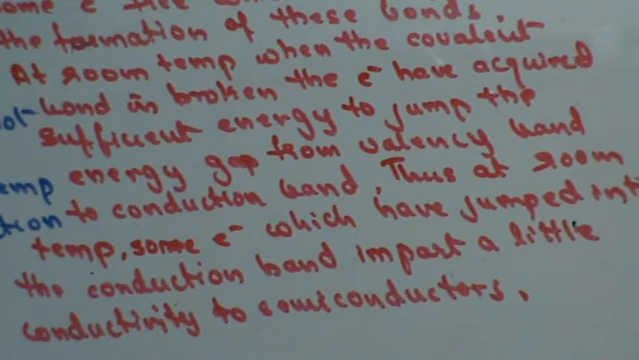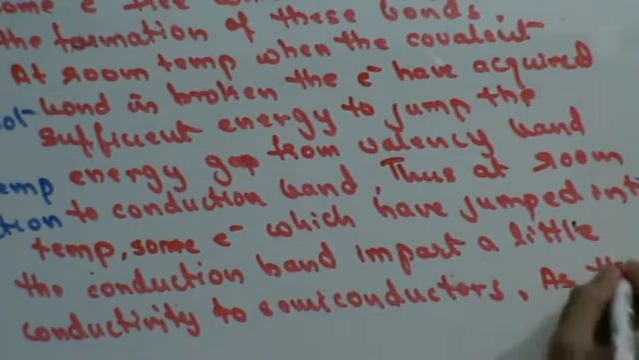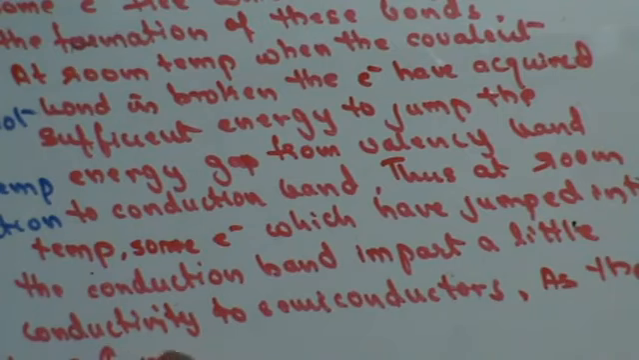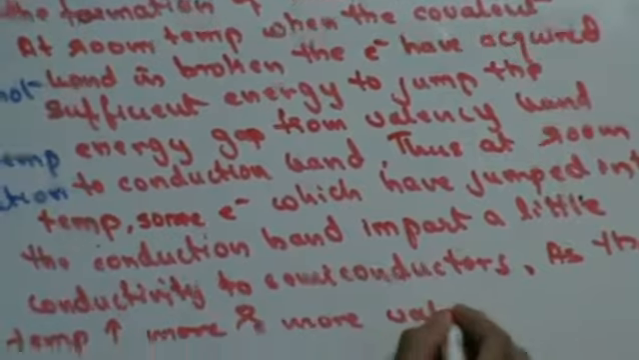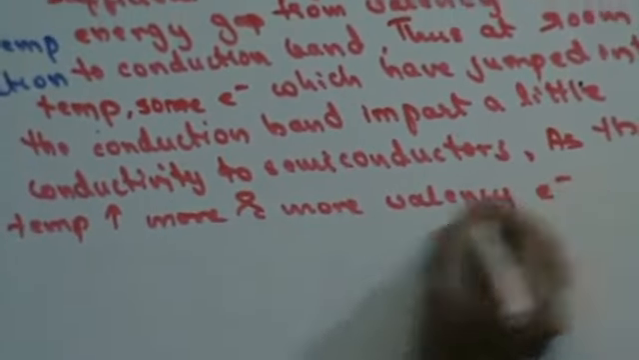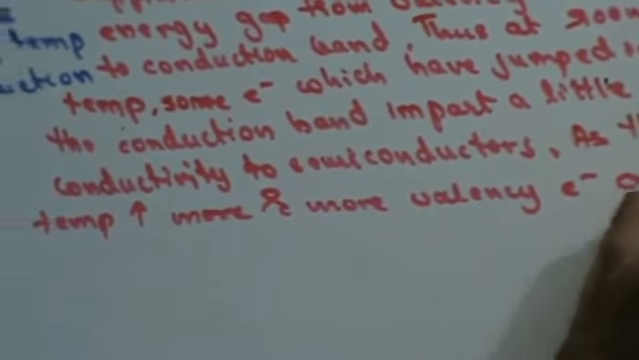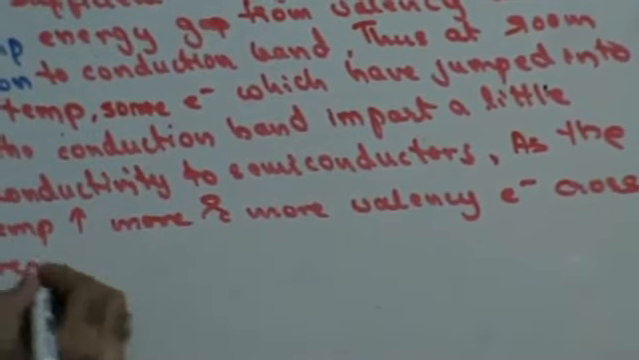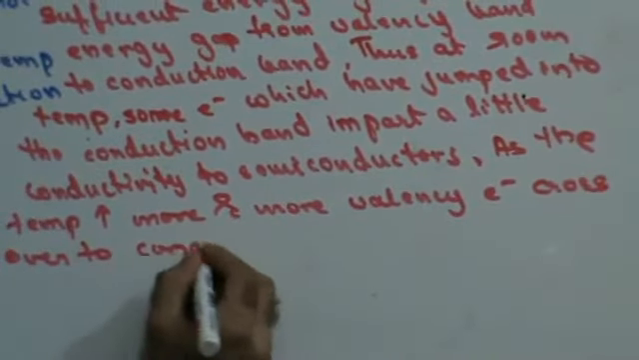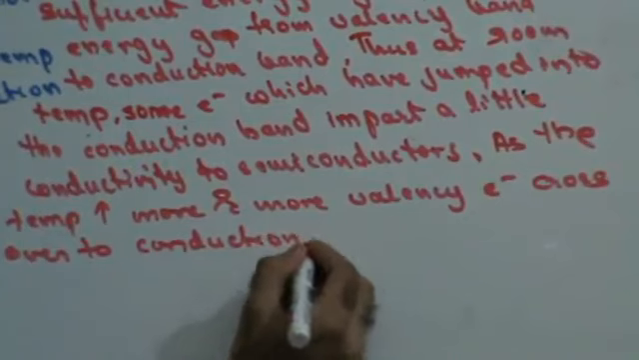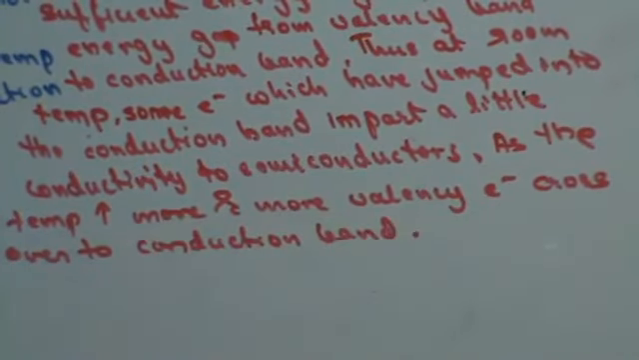Right? Now as the temperature increases, more and more valency electrons cross over into the conduction band. More and more electrons cross over to the conduction band.